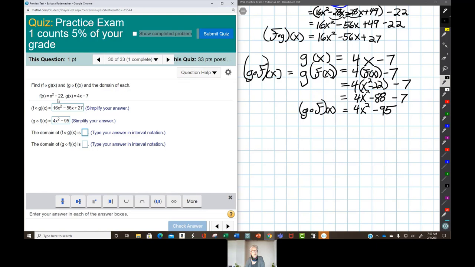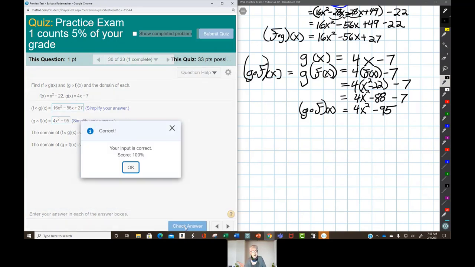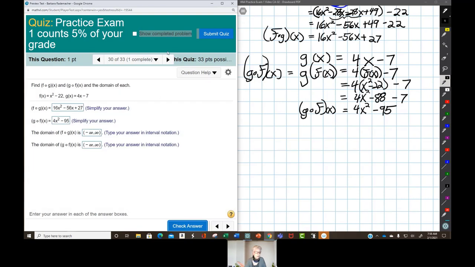And yeah, these are both polynomials, and polynomials always have the domain negative infinity to positive infinity. So, left parenthesis, negative infinity, comma, infinity, right parenthesis, and same thing down here. Left paren, negative infinity, comma, infinity. Right, thank you. Let me make sure that's all.